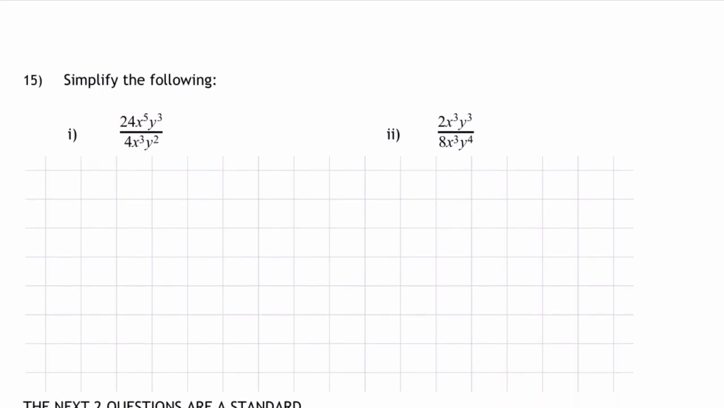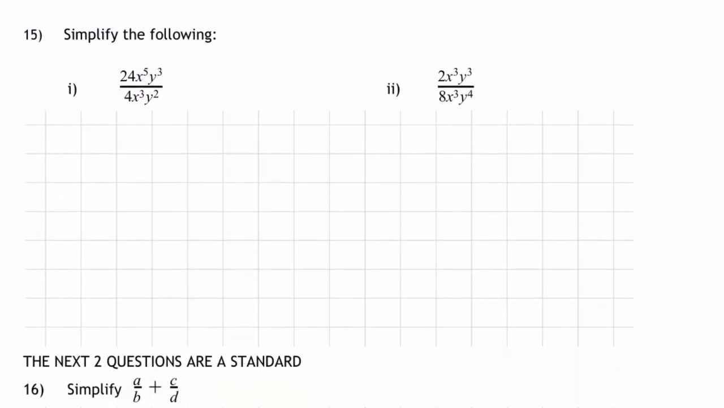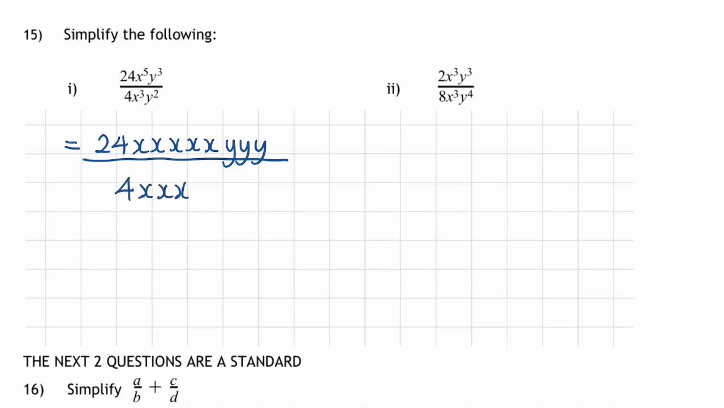For question 15, we have to do some simplification. So what I'm going to do here, I'm going to write this in a long format. So I've got the 24. The x to the power 5 means we've got 1, 2, 3, 4, 5 x's. We then have 3 y's, and that's all over the 4x cubed. So that's 1, 2, 3, and then we've got 2 y's.